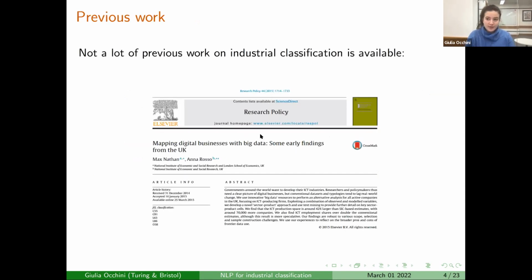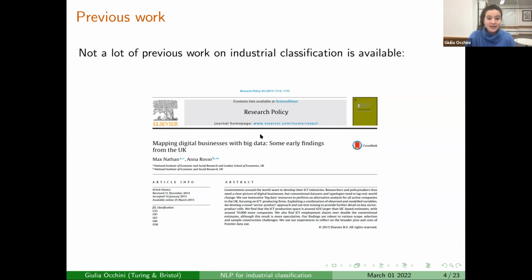There is not a lot of previous work in terms of industrial classification. The main work that has been done in the UK is this paper by Nathan Rosso called "Mapping Digital Business with Big Data: Some Early Findings from the UK." To be clear, the things that I'm talking about in this meeting are applicable to all the world, not just the UK, but because we are in the UK, we're talking about the UK.